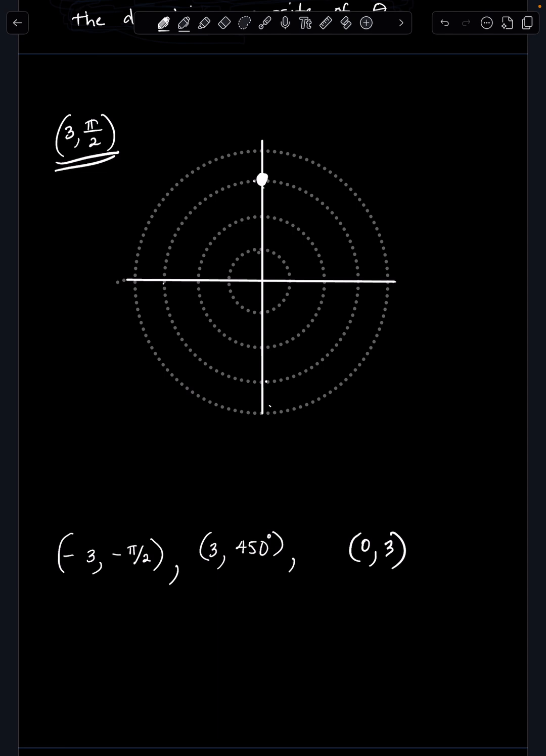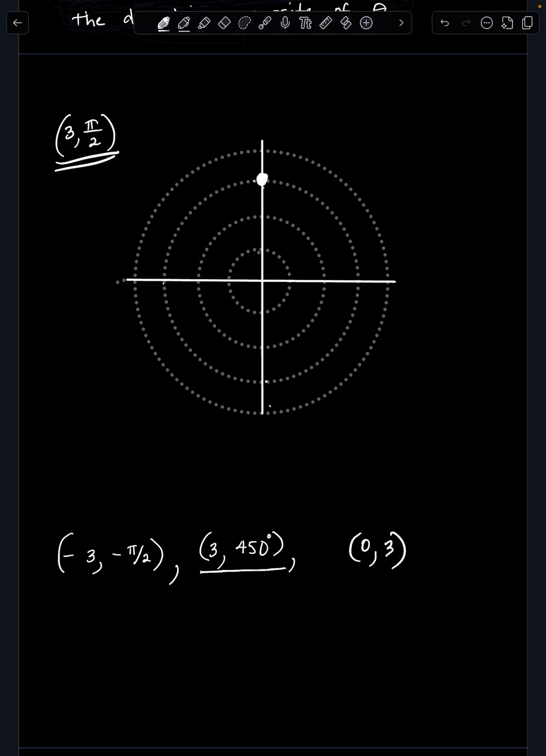All right, let's look at this one next. Let's look at (3, 450 degrees). So 450 degrees is a positive angle, so I'm going in the counterclockwise position, 360 plus 90 more. So notice I end up right at that same point. So what did I do when my r value was the same? When my r value was the same, I just added a coterminal angle, which means I've got infinitely many coordinates that represent that same point, all by adding or subtracting 360.